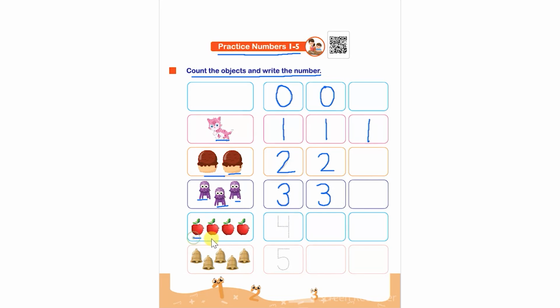After that, there are 1, 2, 3, 4 apples given over here. So the child has to first of all trace it and then they have to write it on their own in these 2 boxes. After that, 1, 2, 3, 4, 5 bells. So they will have to first trace the number 5 and then they have to write it on their own.